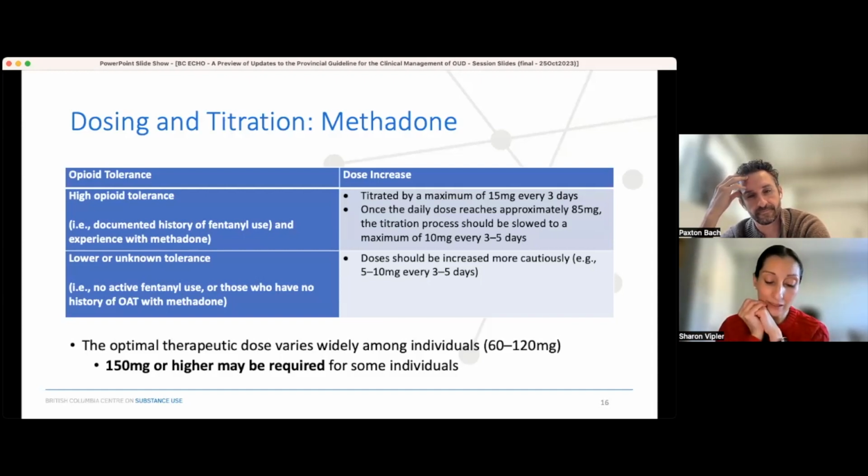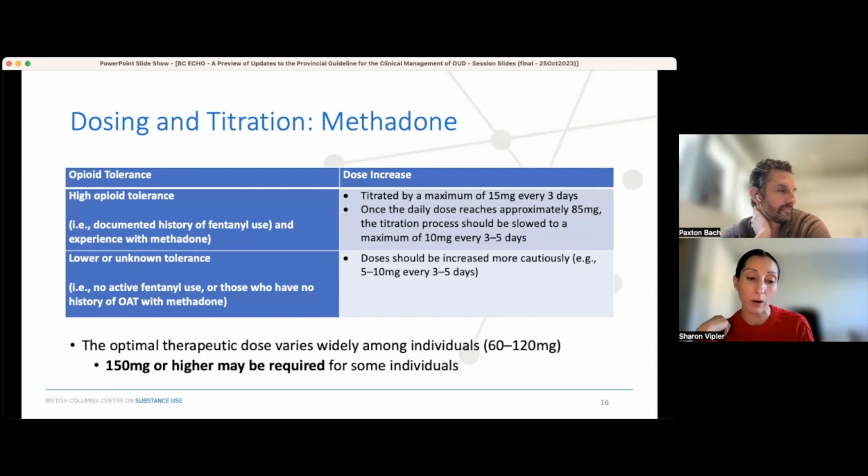And, recognizing that optimal therapeutic doses vary widely from individual to individual, what we have noticed is that that optimal dose has shifted with the introduction of fentanyl into the drug supply, and that doses of 150 milligrams or higher may be required in some individuals to meet their therapeutic goals. Next slide, please.